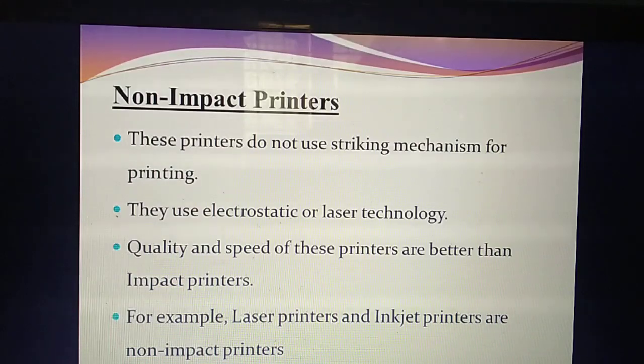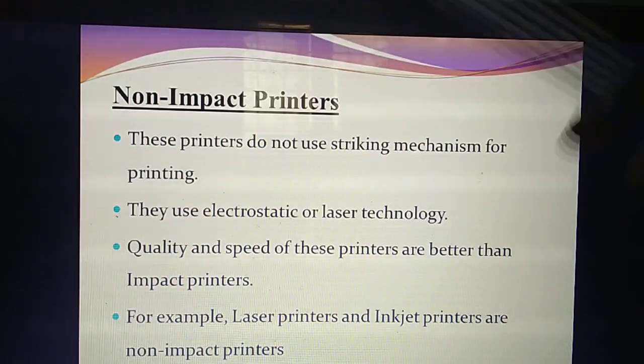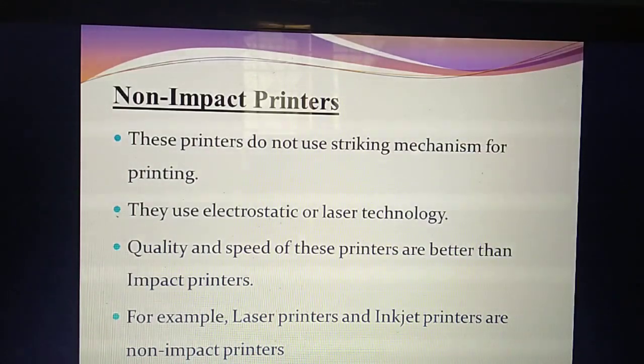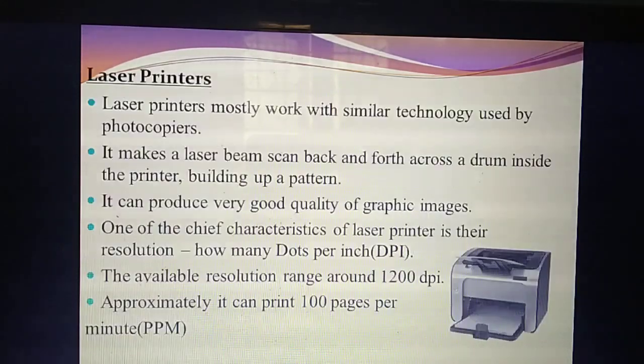What are the examples for impact printers? Dot matrix and line matrix. What are the examples for non-impact? Laser printer and inkjet printer. Understand? The first example is the laser printer. You might have seen this printer in our office also. Normally now we are using only laser printers.